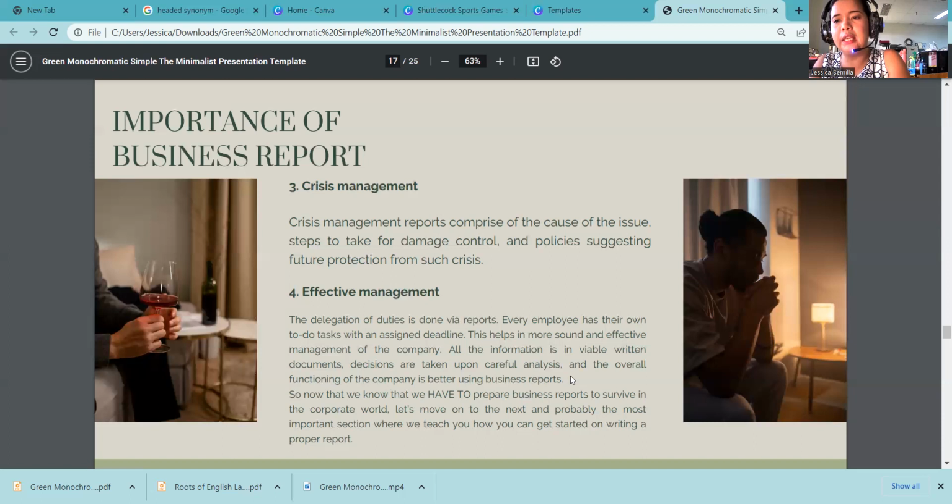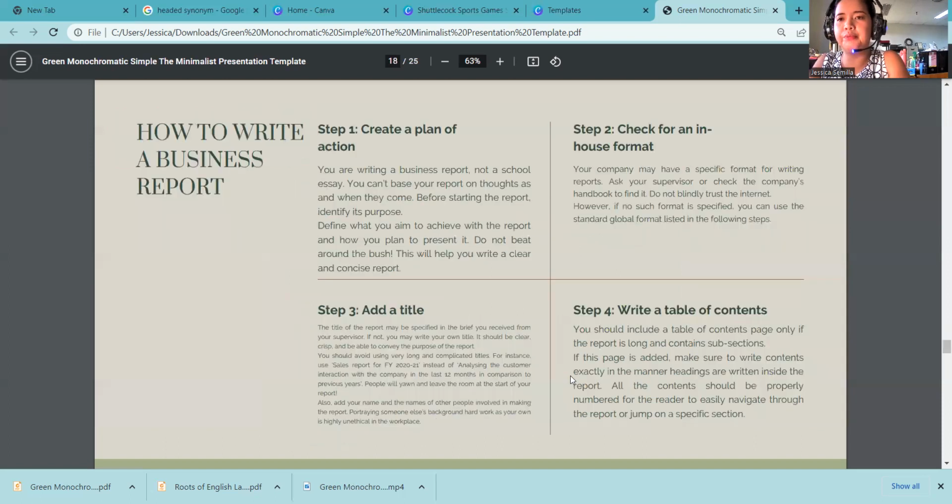Okay, so that is about preparing a business report to survive in the corporate world. That would be all for effective management.